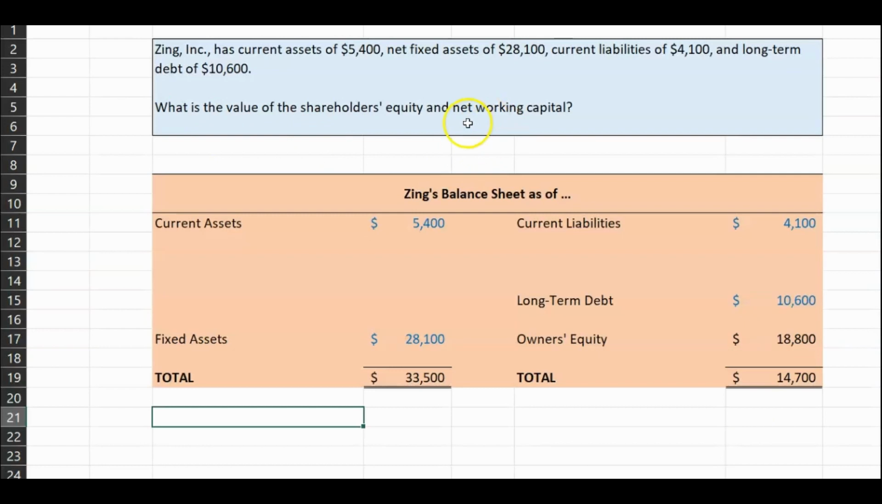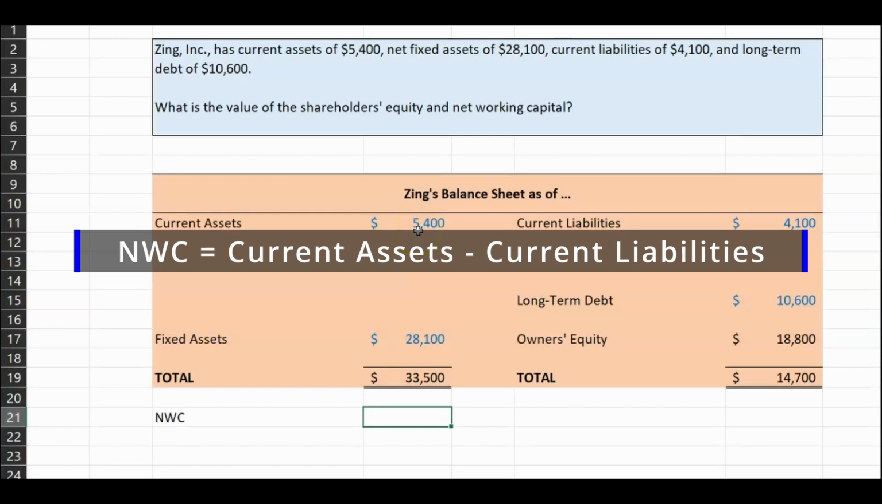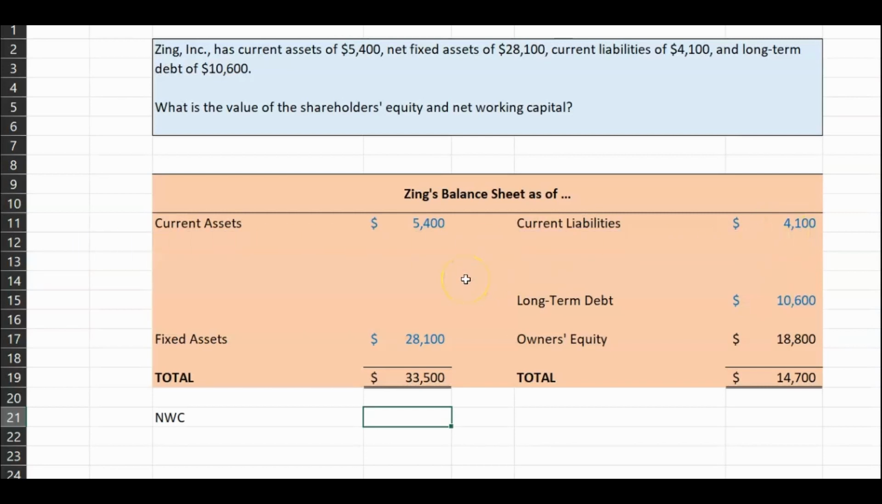The second part of the question asks you, what is the value of net working capital? I'll abbreviate net working capital as NWC. Net working capital is the difference between a firm's current assets and current liabilities. So short-term assets and short-term liabilities. One way to think about net working capital is that this is how much the firm has invested in short-term assets, just short-term assets. As an example, let's suppose that this $5,400 right here is inventory.